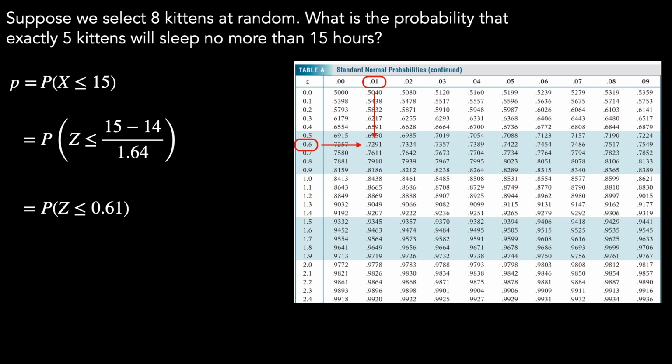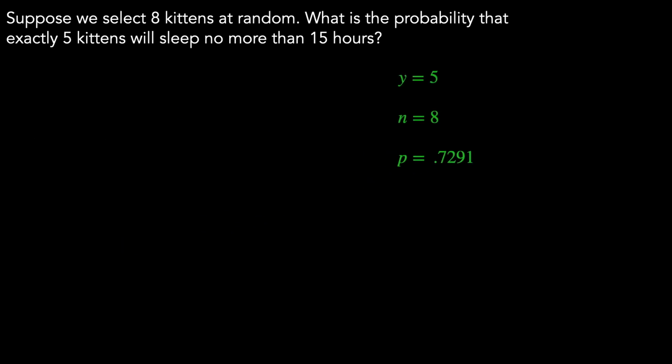Now we have the two spots on the chart that we need to find their intersection. If we have a z value of 0.61, that corresponds to a probability of 0.7291. Excellent. So now we've solved for p, and we can go back to the binomial because we have everything we need to solve this. We have n, we have y, and we have p.